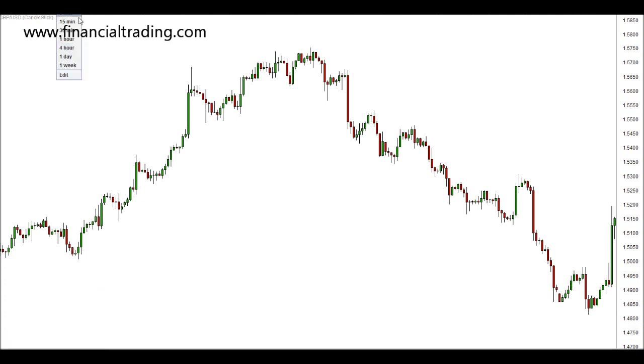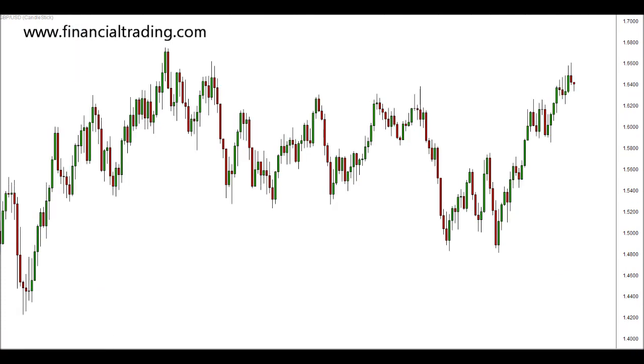If we go to a weekly chart, I can show you another quite typical head and shoulders pattern, which is here. We have a push, pullback, push, pullback, push, pullback, and we go on the downside.